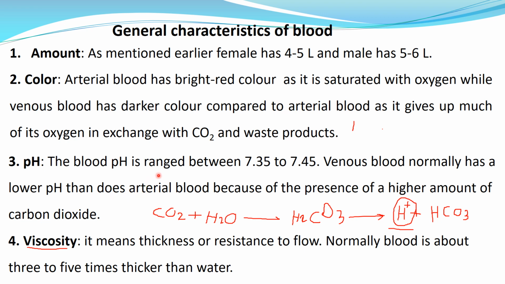To the arterial one. And the last property of the blood is the blood viscosity. So viscosity means thickness or resistance to flow. As you know, blood has a colloid texture, and this texture makes it a bit thicker compared to water. So normally, blood is about 3 to 5 times thicker than water.